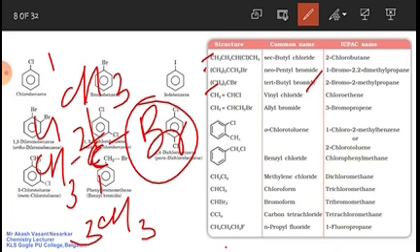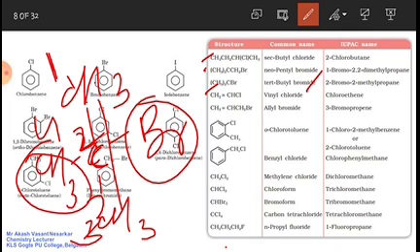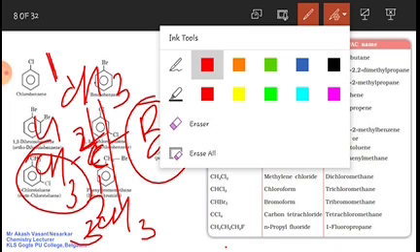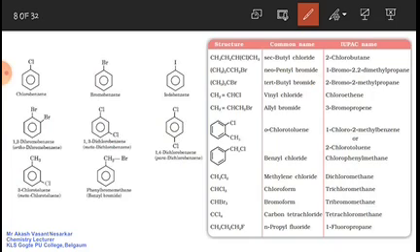What is the IUPAC nomenclature? First start the numbering from that where the carbon atom has a functional group. So if I am numbering from this or this, it is same. So numbering 1 2 3. Okay, 2 bromo, 2 methyl propane. 2 bromo 2 methyl propane is the IUPAC name of tertiary butyl bromide.